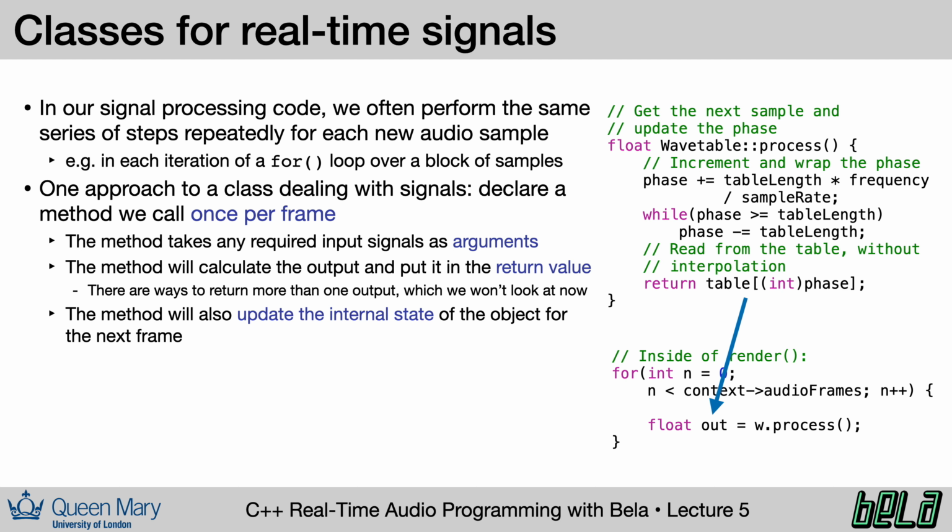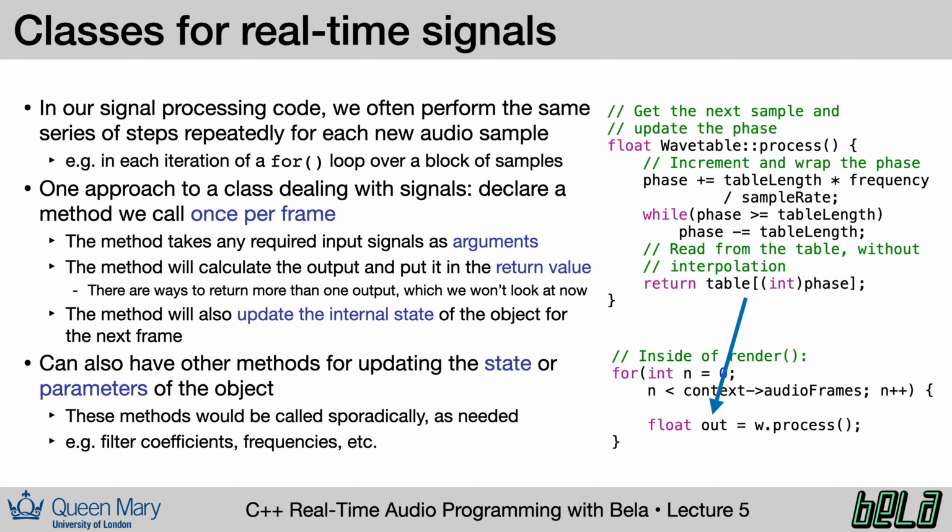Beyond the process method, it's also useful to have other methods which you might use to update the state or the parameters of this object. For example, in the case of an oscillator, you might have a method to call to change its frequency, and it might be that you don't need to change the frequency of the oscillator as often as you need to calculate the output, and that's why you would declare this as a separate method rather than making it part of the process method.